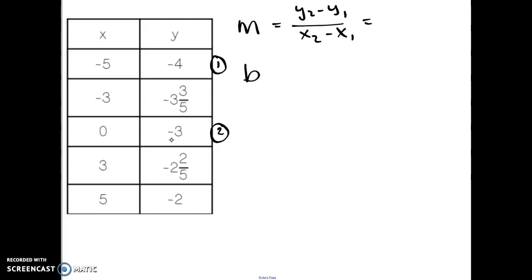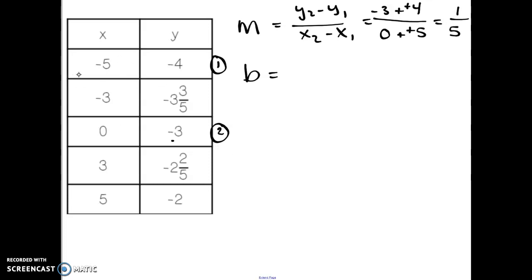So y from my point 2 is -3, minus y from my point 1 is -4. X from my point 2 is 0, and x from my point 1 is -5. So looking at this, I have -3 minus -4. Of course, those minus a negatives I can change to plus. -3 plus 4 is 1. 0 minus -5, I can again change to pluses, and that would give me a 5 for a slope of 1/5.